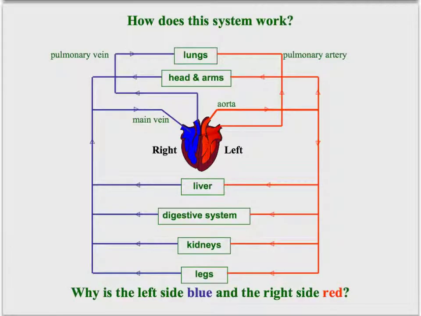If you were to look at a picture that overviews the circulatory system, it might look something like this. The circulatory system is going all over your body, so it's a little more complicated than some other systems. You'll notice in this video that the left side of the circulatory system is blue, and the right side is red. Why is that the case? Basically, the colors of the circulatory system depend on whether or not oxygen is in the blood.